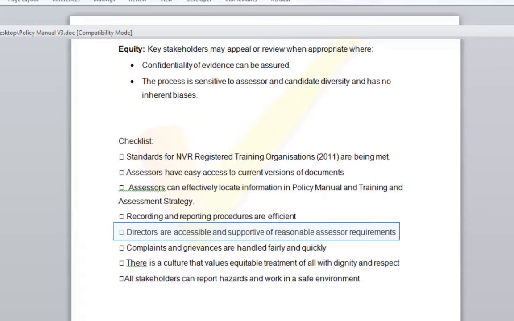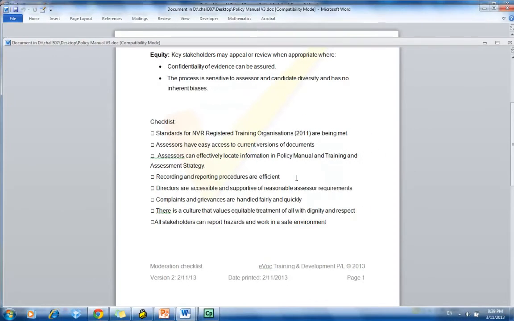Also for staff complaints or grievances, as well as for the learners' complaints and grievances, that process is covered in the policy, that all staff know what that is, and that any grievance is handled fairly and also quickly. That there is a culture that values equity, that we have a culture that all people are treated with dignity and respect. And finally, that we're checking the safety systems, that the staff know how to report hazards, that hazards are given a control so they're low risk, and that staff feel that they're working in a safe environment.